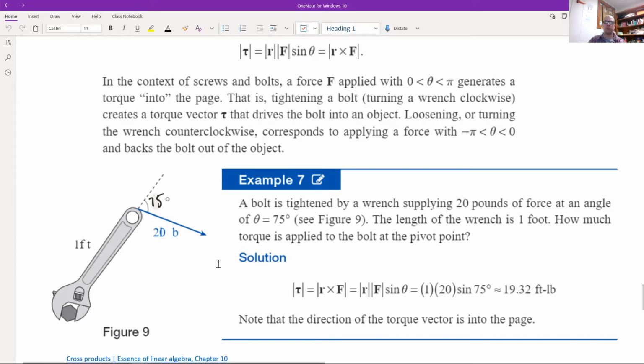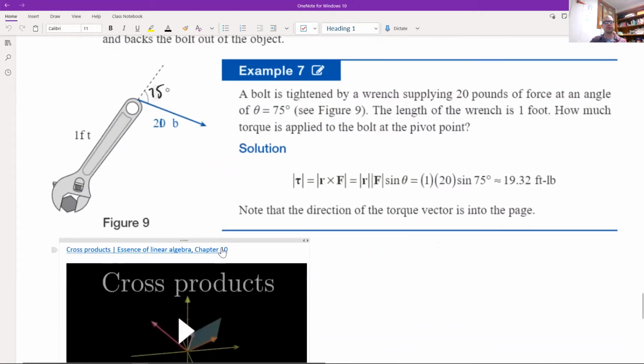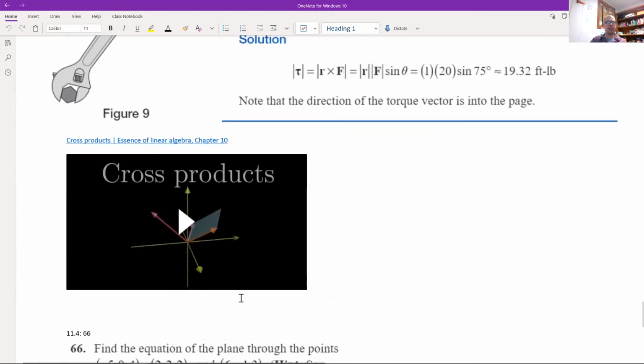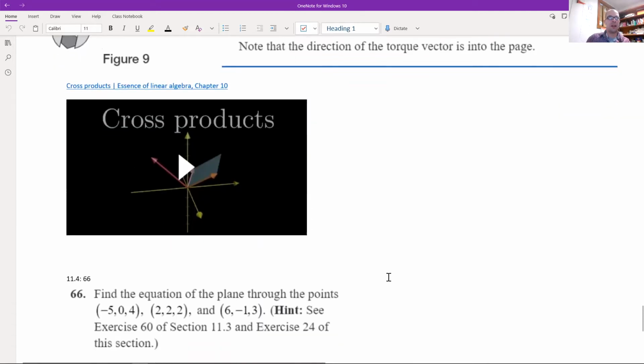So that one's a cool application where you might see this later in life. Again, there's a video on cross products on 3Blue1Brown if you're interested in learning more. We will discuss this more in linear algebra though.